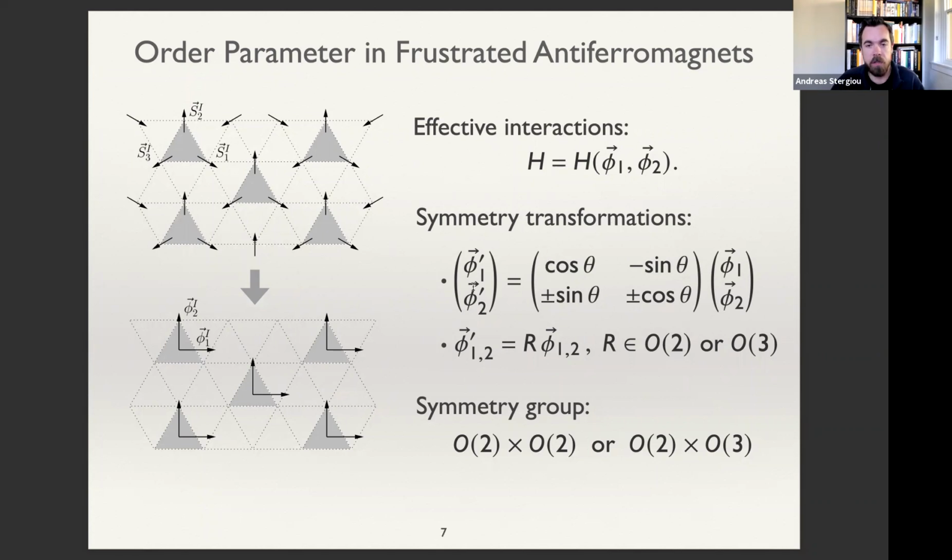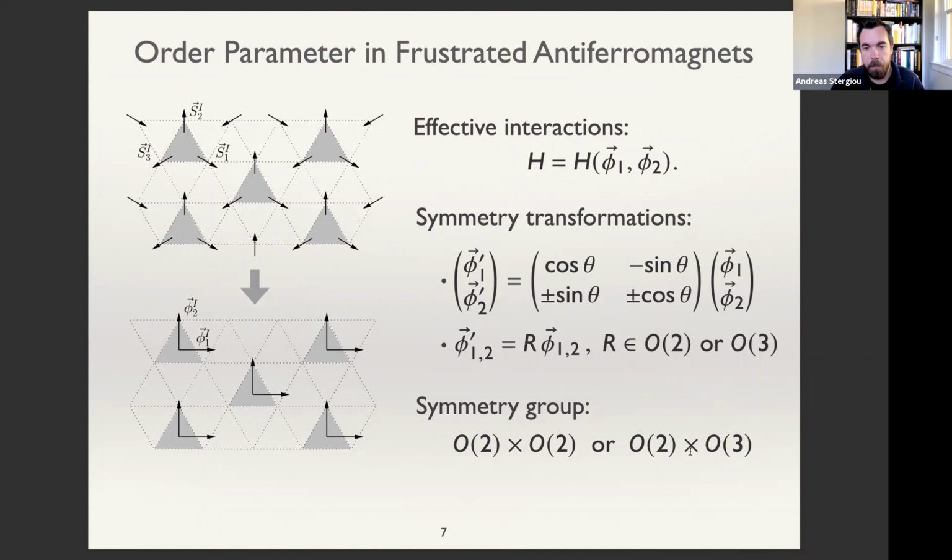One of them is a choice of basis, essentially, where you can rotate what you call phi1 and phi2 with a general O2 matrix. And then you can, of course, rotate these vectors independently, and this will give you another O2, or it could give you an O3 in the case where the spins can rotate in space. So the symmetry group that we encounter in these systems is O2 times O2 or O2 times O3.